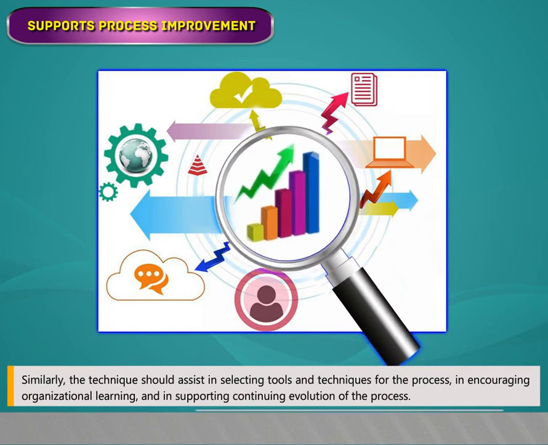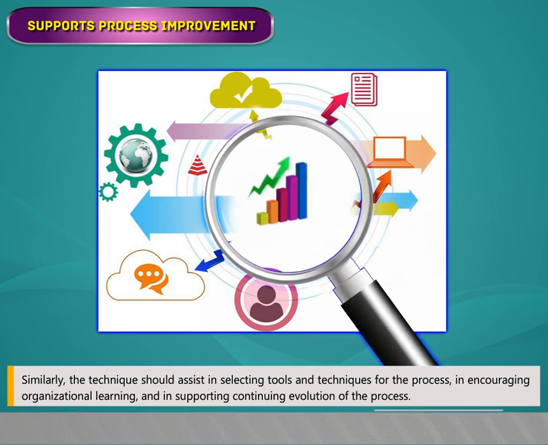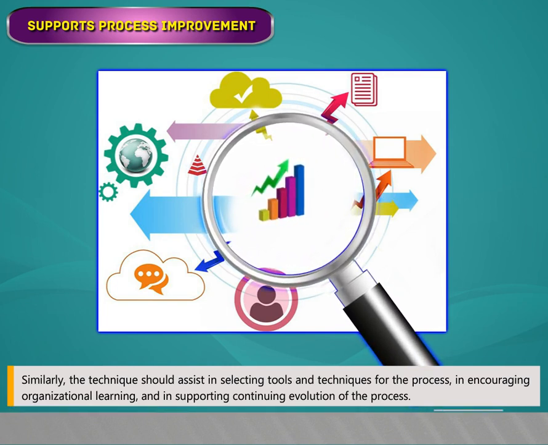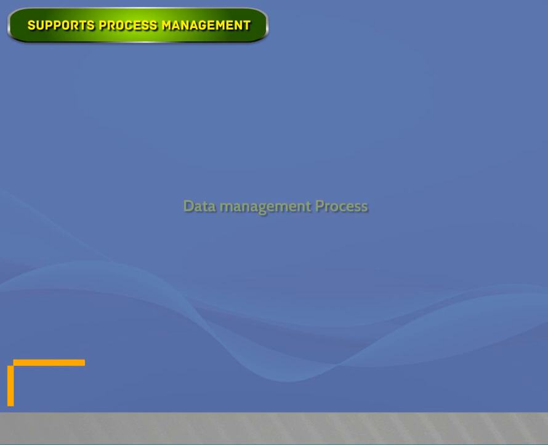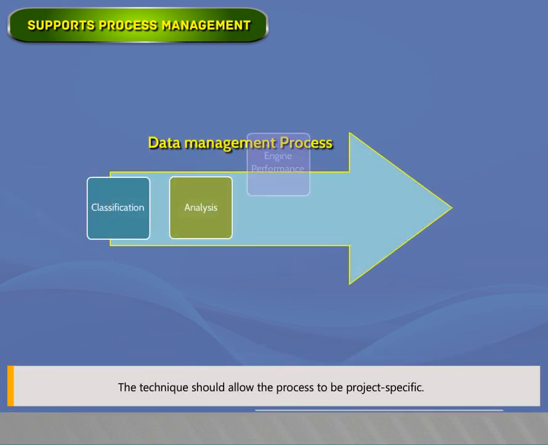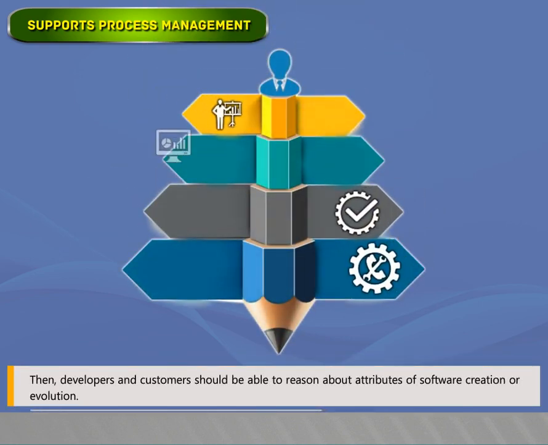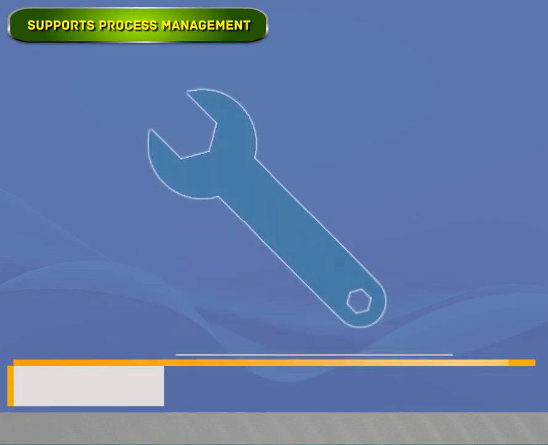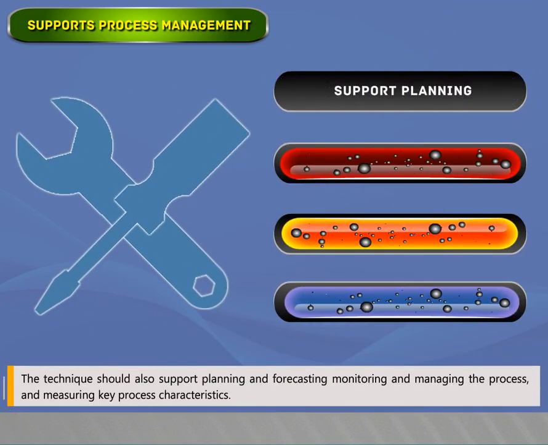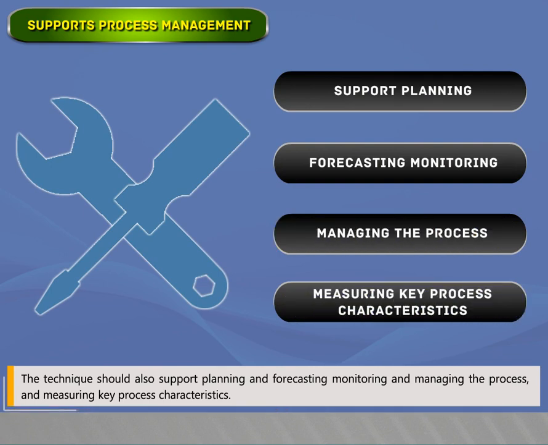Similarly, the technique should assist in selecting tools and techniques for the process, in encouraging organizational learning, and in supporting continuing evolution of the process. Supports process management. The technique should allow the process to be project specific. Then, developers and customers should be able to reason about attributes of software creation or evolution. The technique should also support planning and forecasting, monitoring and managing the process, and measuring key process characteristics.